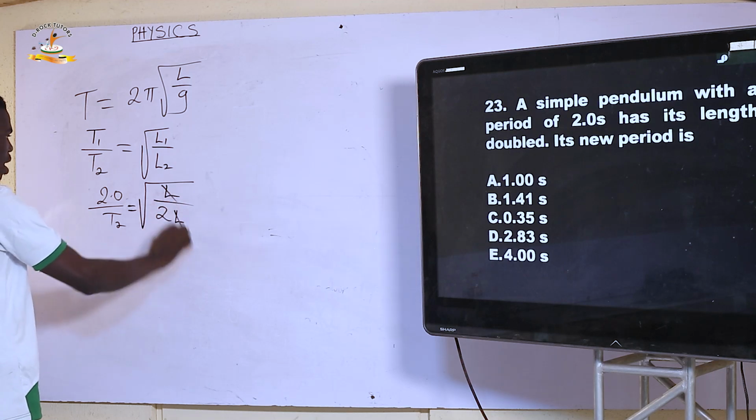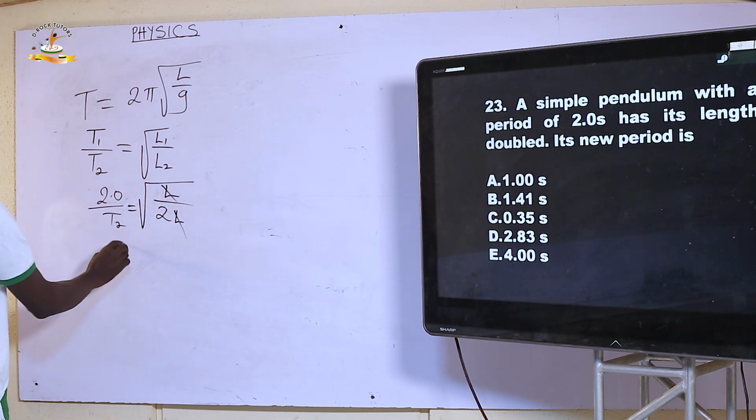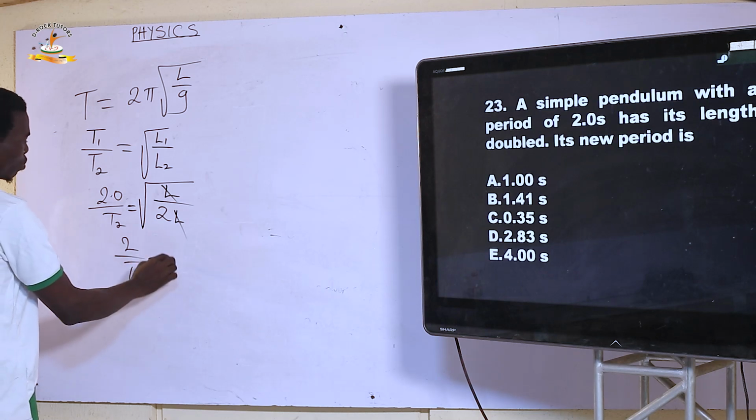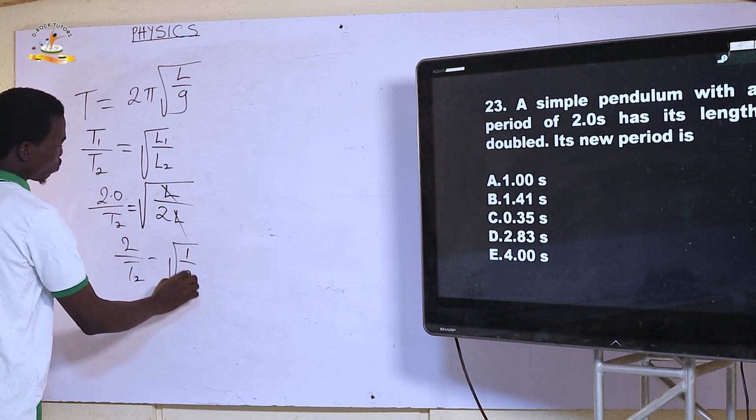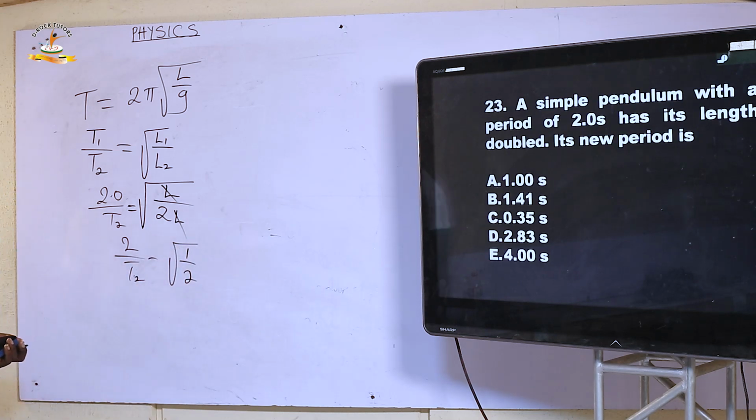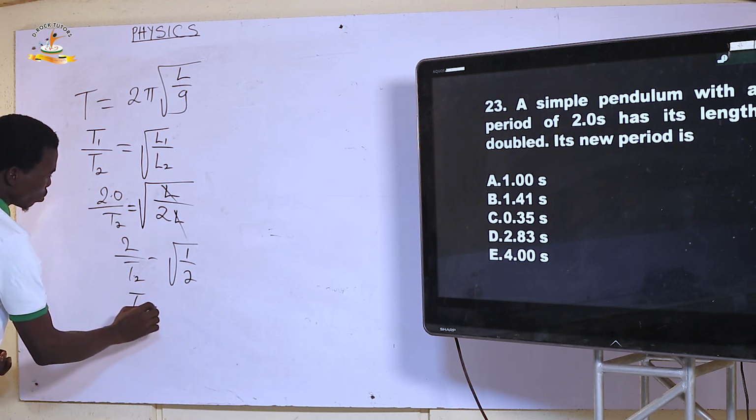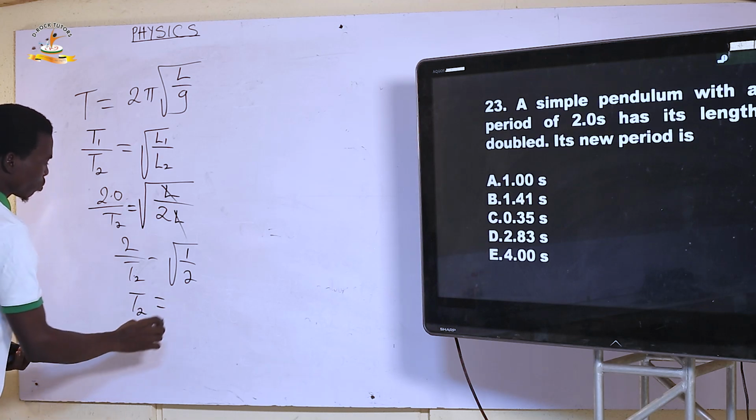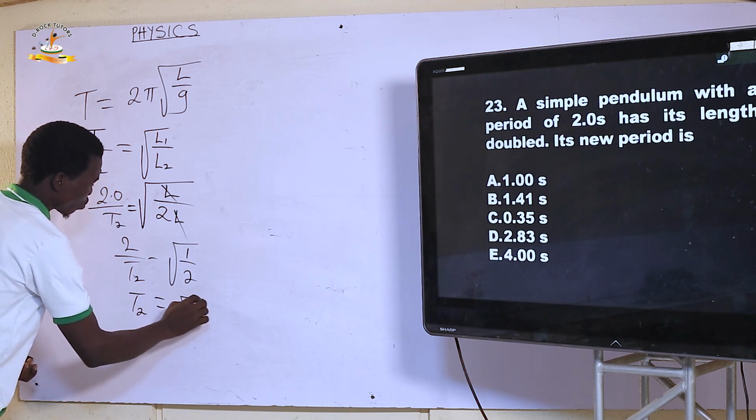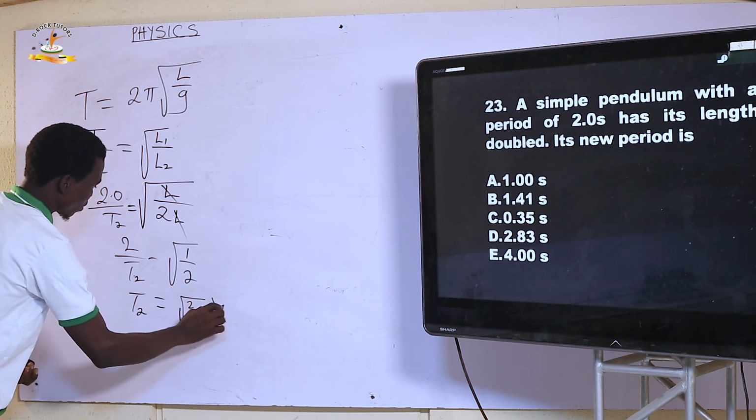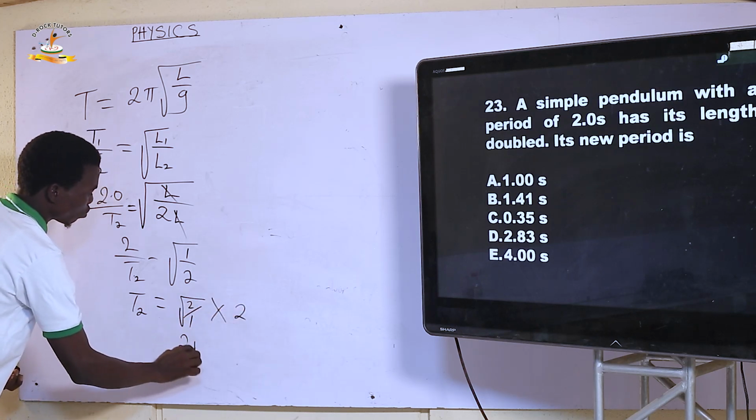And what do you have there? L cancels L. And you have 2 over T2 equals the square root of 1 over 2. And what happens? From the square root of 1 over 2, T2 equals root 2 over 1 times 2, or you say 2 root 2.